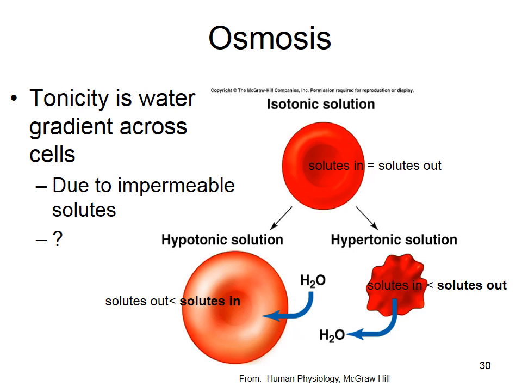Here we have red blood cells in an isotonic solution. Solutes in equals solutes out. We get a net flux of water that's 0.